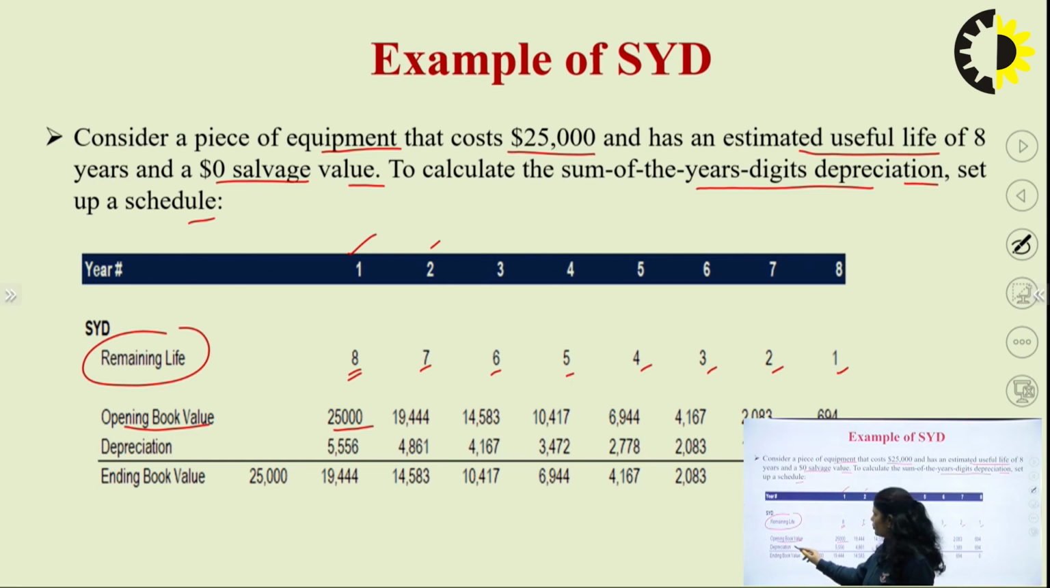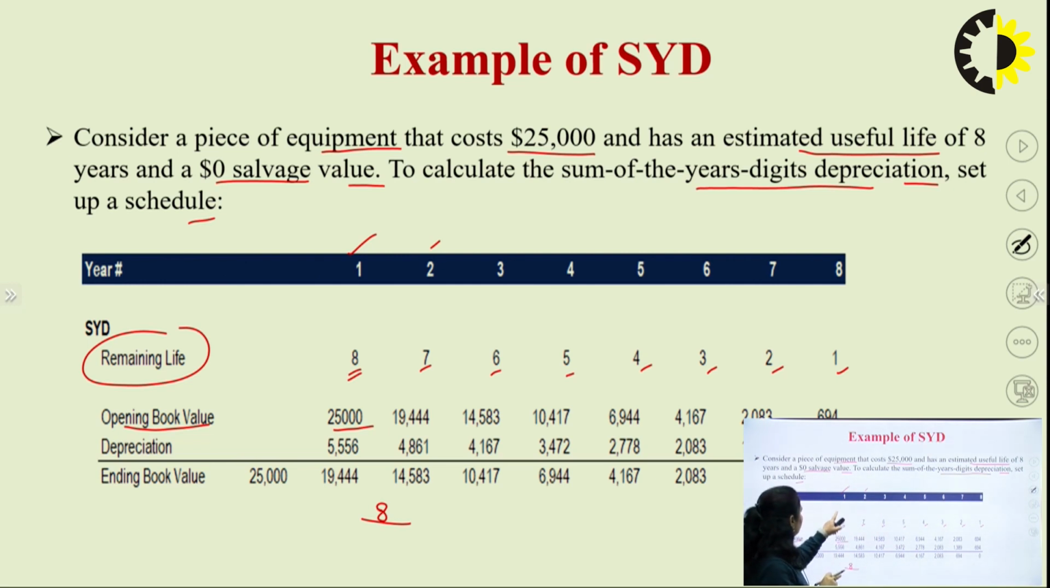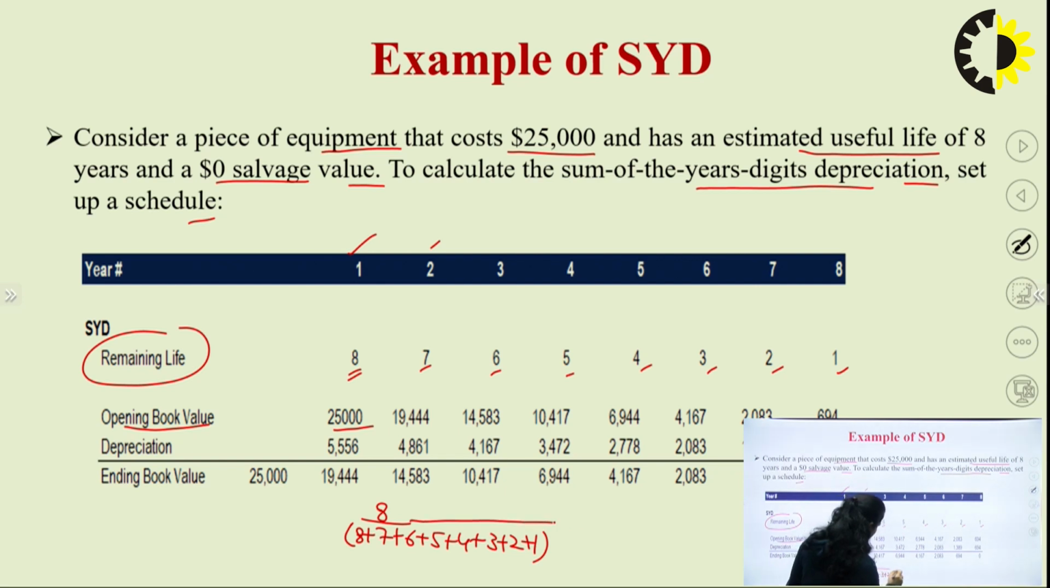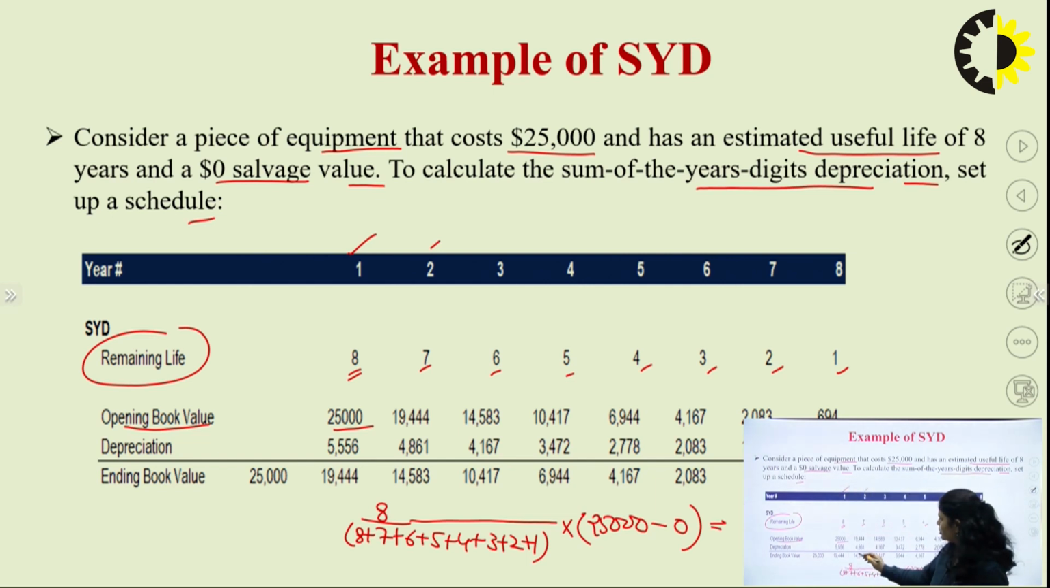Now we will calculate the depreciation expense. Depreciation expense can be calculated as the remaining life of the asset, which at the beginning of the first year will be 8, divided by the sum of the years, meaning 8 plus 7 plus 6 plus 5 plus 4 plus 3 plus 2 plus 1, into the cost of the asset, which is 25,000 minus the salvage value, which is 0. When we solve it, we will get this value.